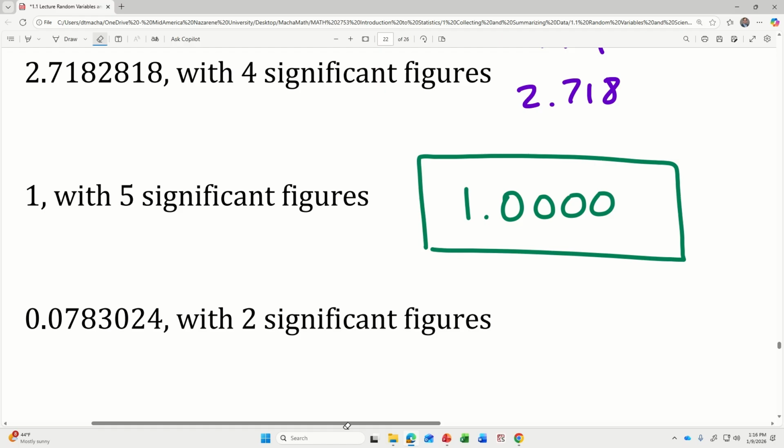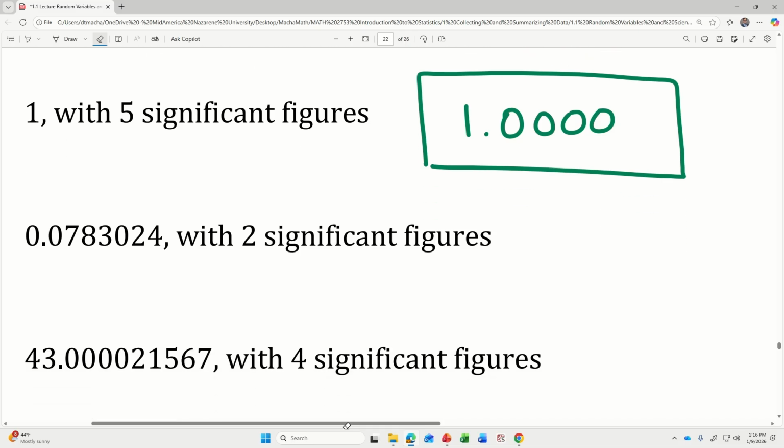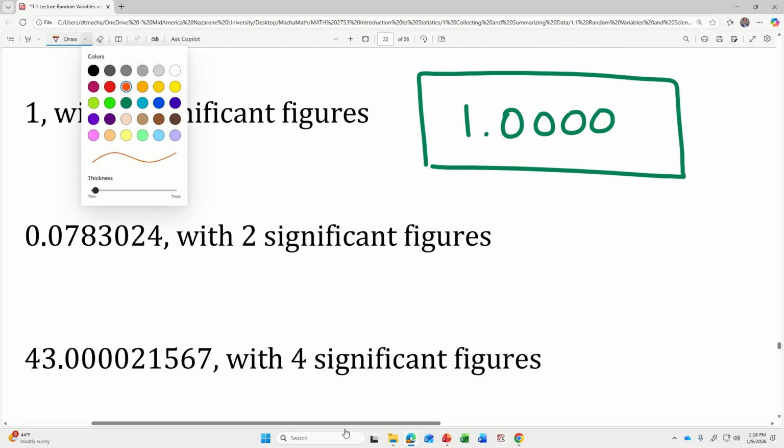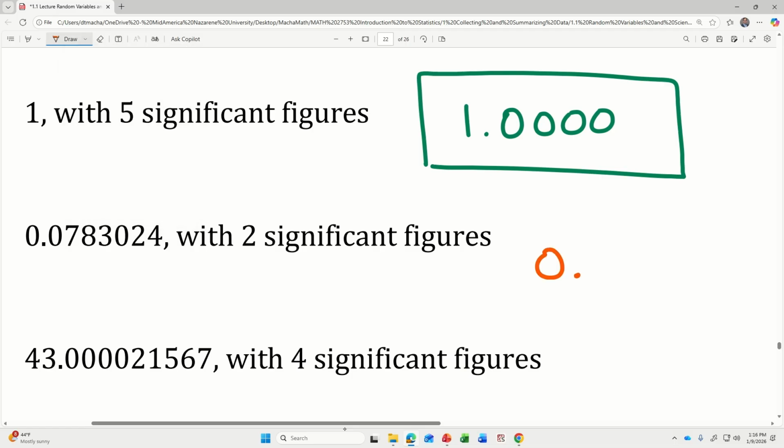All right, 0.0783024 with 2 significant figures. What would that be? Seven and 8 are the significant figures. The 3 is less than 5, so it rounds down. I don't need any trailing zeros. I do need this leading 0 for place value. The significant figures are the 7 and the 8, but they keep the zeros for place value.